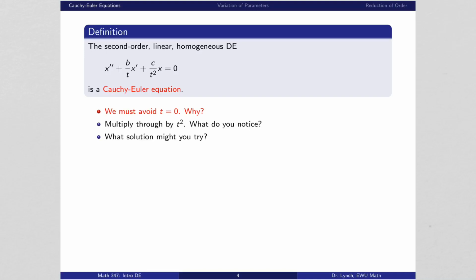Okay, and if you multiply through this equation by t squared, it makes it a little bit easier to handle. So multiply through by t squared, and you might notice that for every derivative you take, you add an additional power of t. So here you have a term c x, a term b t x prime, and a term t squared x double prime. Okay, that sort of suggests something.